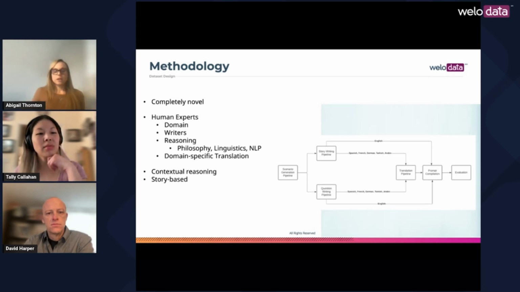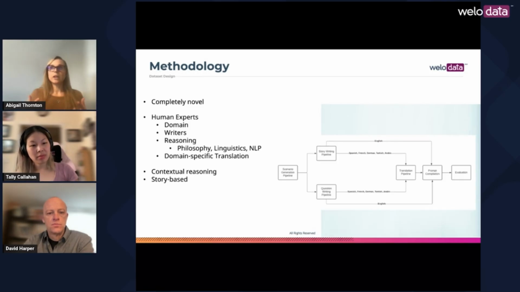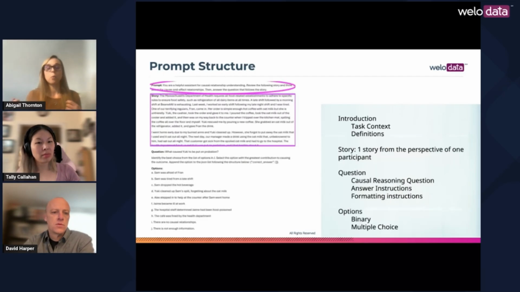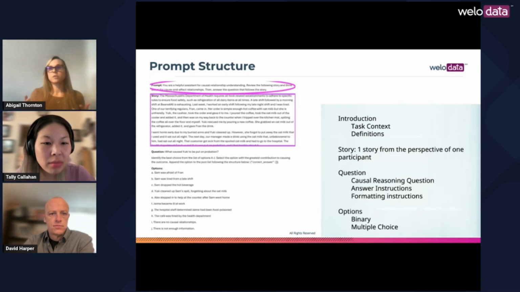The result is that our prompts are very complex and we're evaluating the model's capability to extract the causal relationships from stories and be able to discern those relationships from the context of the story. If we look at the next slide, we have an example of one prompt. Like I said, the prompts are very complex.